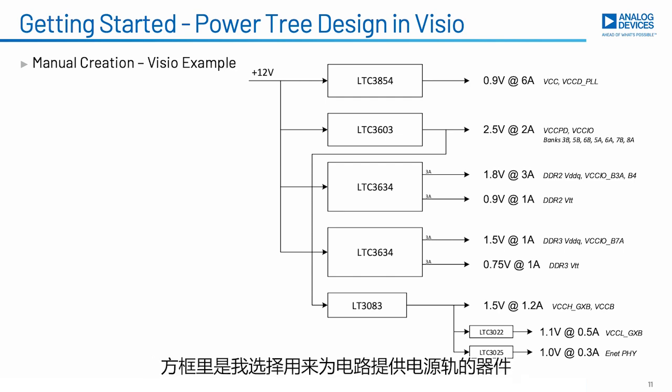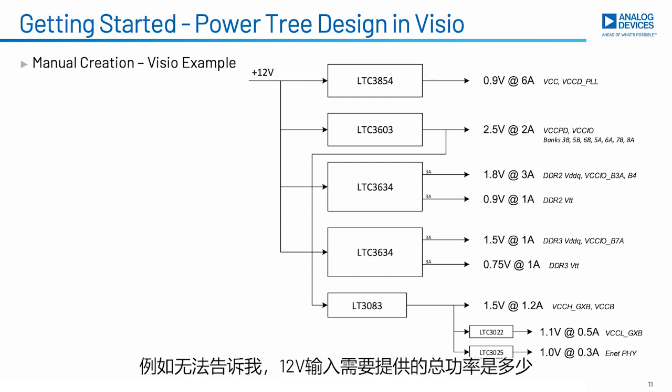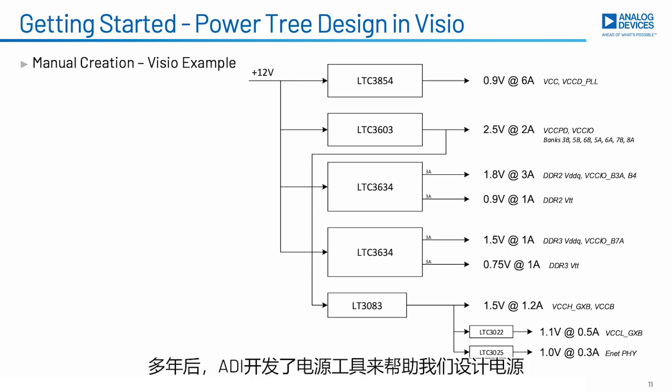And then in the boxes were the devices that I'd chosen to provide those power rails for the circuit. And this is pretty effective. It shows the big picture of how the power is being distributed and how it's being generated by the different devices. But it's got limitations. It can't tell me what's the total power I need from a 12-volt input, for example. Many years later, ADI developed power tools to help us do the power design.